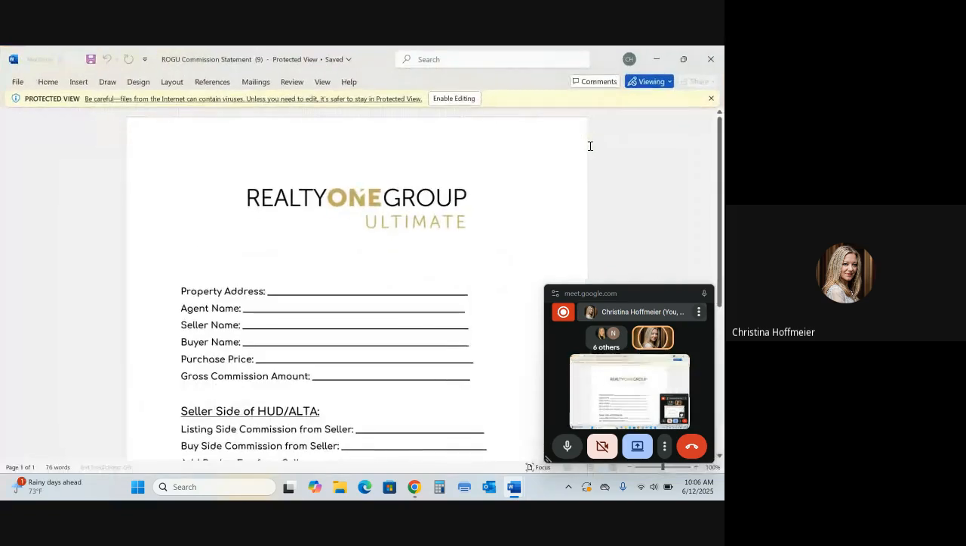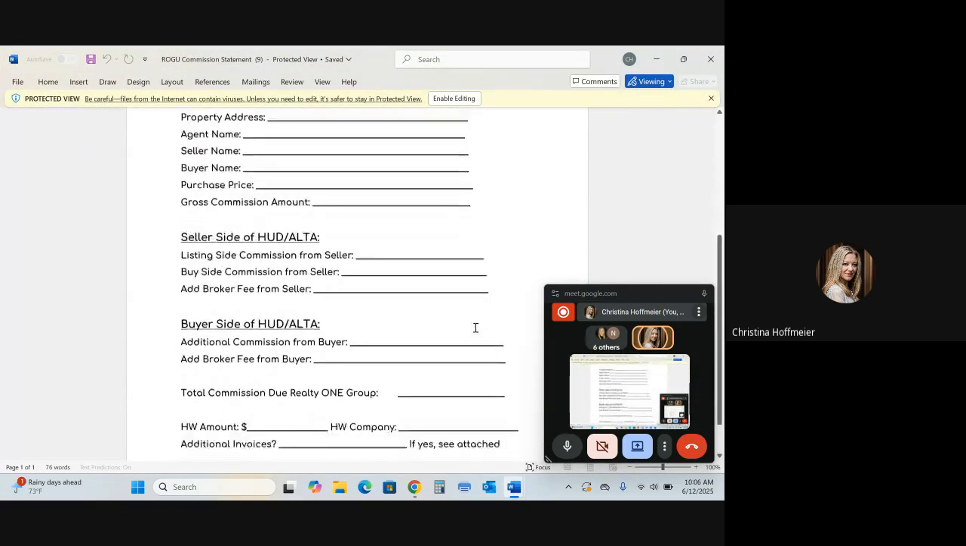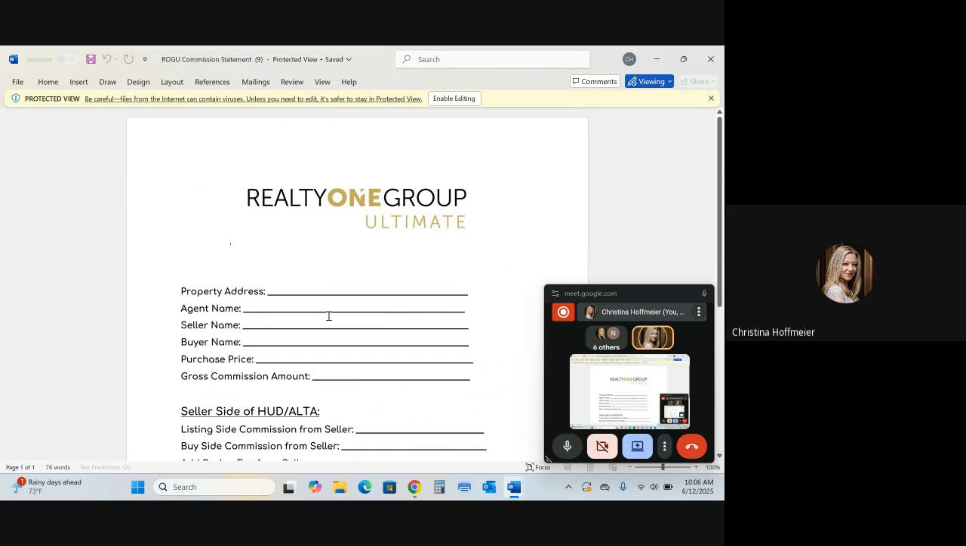All right, here it is. Let me enlarge that. So you're going to see it's going to give you this form here. Now, you see this little bar at the top that says protected file, protected view, be careful, files on the internet, and so on. You are going to click this button that says enable editing.